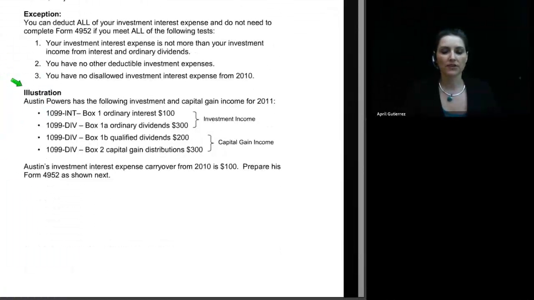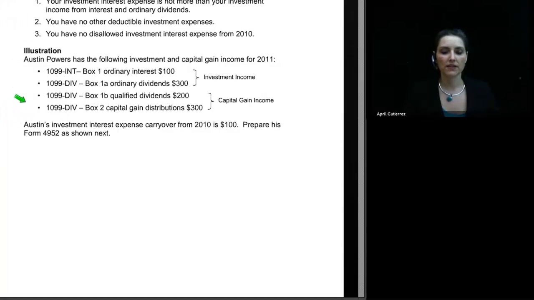So here we have an illustration of how the form and the rule works. Austin Powers has made the following investment and capital gain income for 2011. He's received a 1099 INT with Box 1 ordinary interest showing in the amount of $100. He also has a 1099 DIV with Box 1 ordinary dividend income of $300. So you can say that he has investment income here of $400.